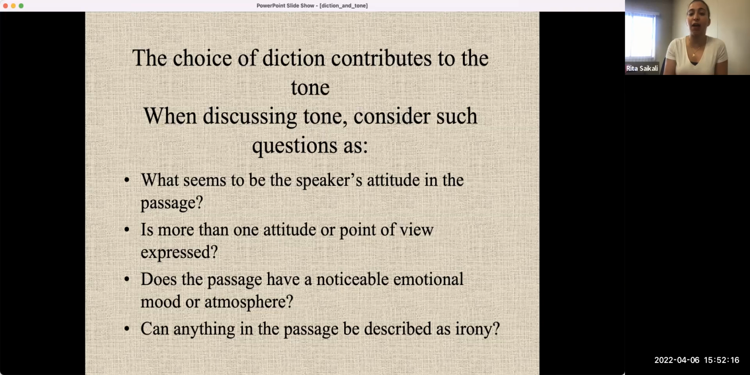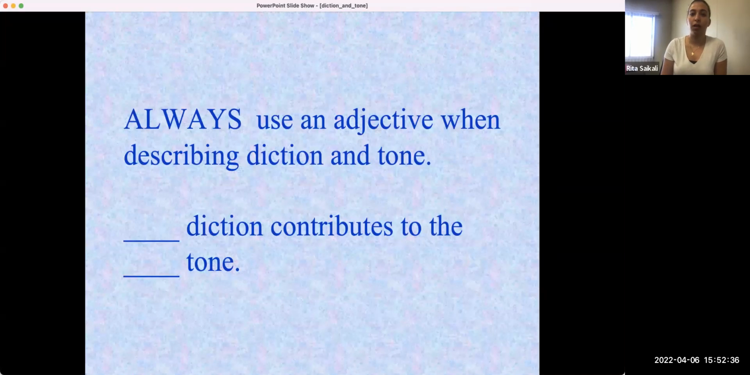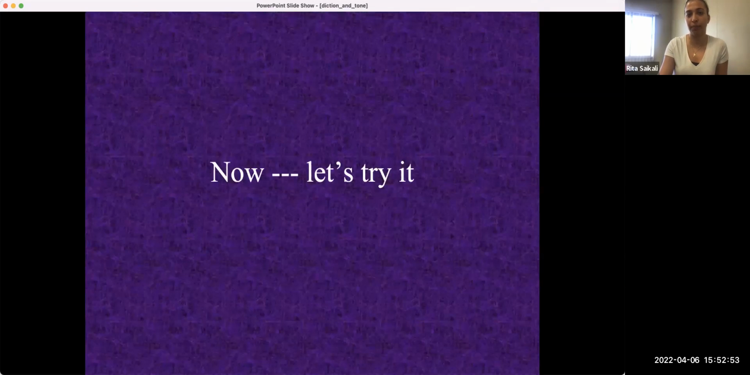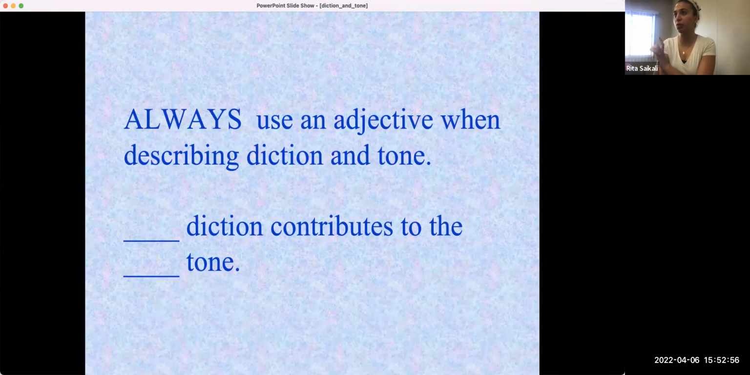And does the passage have a noticeable emotional mood or atmosphere, right? Looking at the words, do you feel like this is someone who's angry or sad or happy or whatever? And can anything in the passage be described as irony? All right, irony is not what it seems. Okay. Something that would help you: always use an adjective when describing diction and tone. So diction contributes to this tone. So for example, a certain type of diction contributes to a certain type of tone, right?